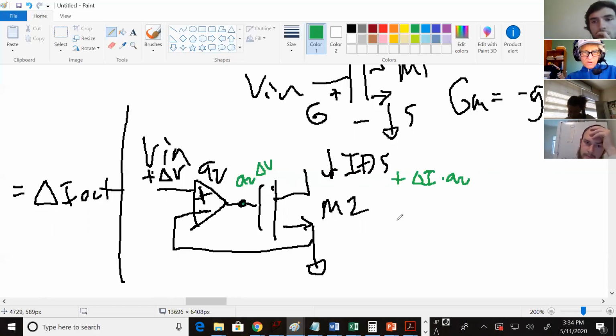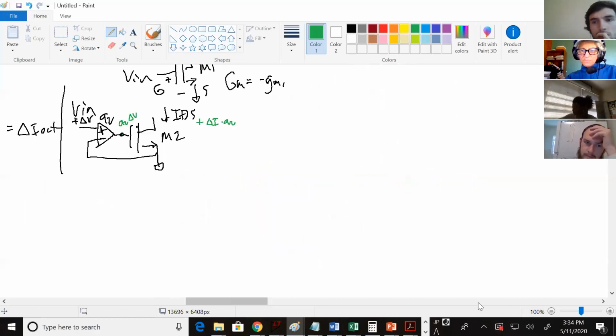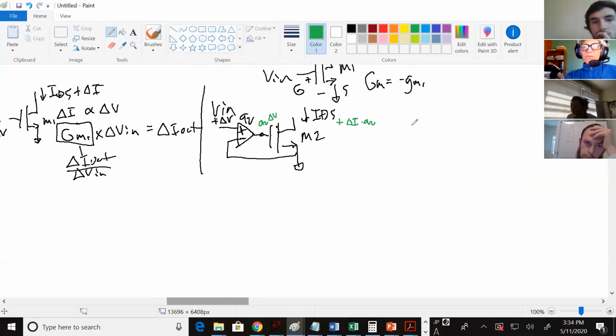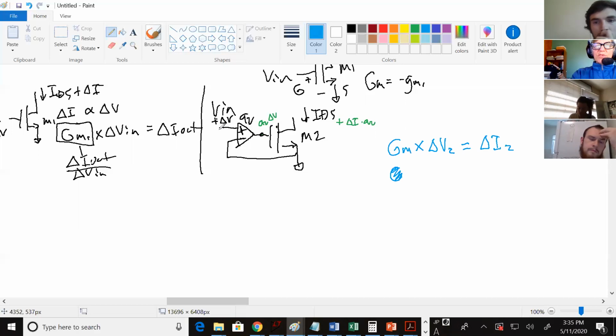So let me remind myself exactly what I wrote over here. If you do this same thing, we're looking at the perceived GM over here. So that GM times your delta V, that's going to equal your delta I2. But this delta V2 is actually AV times bigger. Now I'm getting kind of messed up here. But do you agree for the same change in delta V here, I'm getting a much larger change in current?